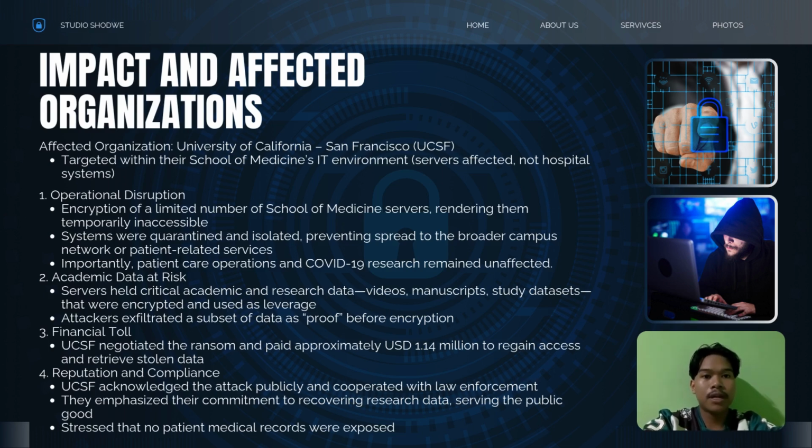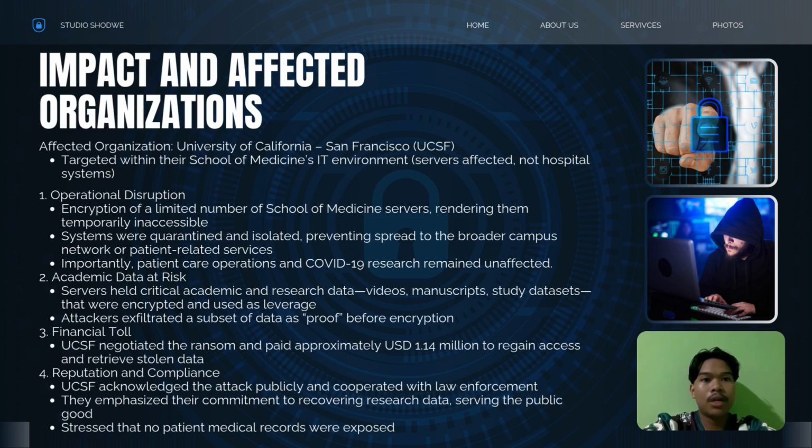First, let's discuss the operational disruption. This server was encrypted by ransomware, meaning the data was locked and inaccessible. Thankfully, the UCSF IT team acted fast to quarantine the affected system, stopping the spread to other parts of the network. They also confirmed that patient services and COVID-19 research were not impacted.